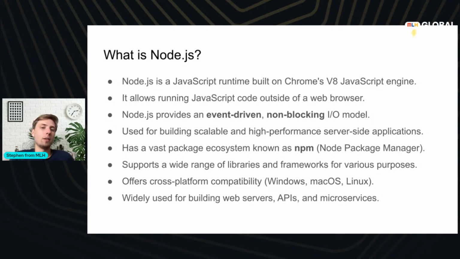So let's say it has to wait for a response from some kind of service. It will not prevent the project from executing the rest of the code. So yeah, in this case, on the bottom here, it gives some examples of where you might want to use Node.js, and it's widely used for building web servers, APIs, and microservices. And we are basically using this for serving our web app. So it would go into that category.